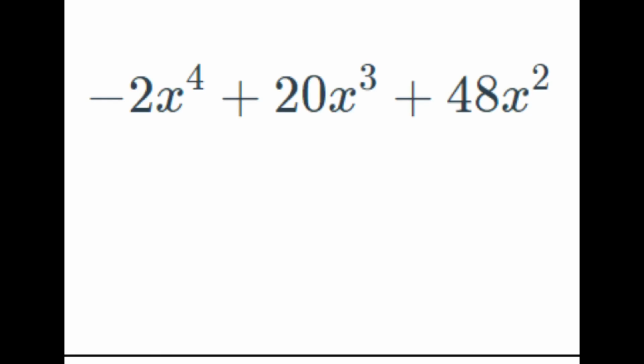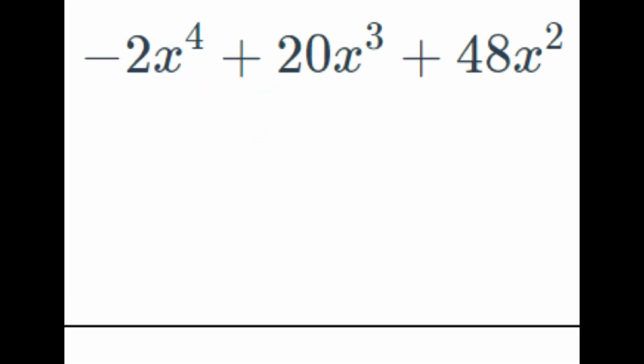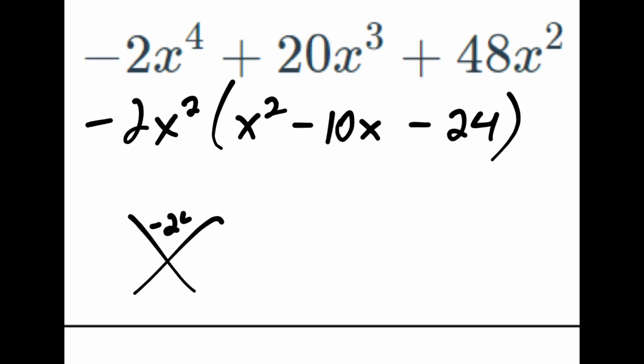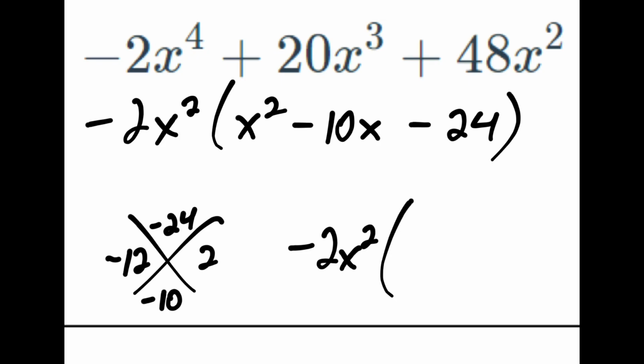Here's another example of how to make a problem like this easier. What do they have in common? They have a negative 2x squared. If I pull that out, I'm left with x squared minus 10x minus 24. And now I only have to use the x method. The negative 24 on top, the negative 10 on bottom, negative 12 and 2. So negative 2x squared from the original times x minus 12 times x plus 2.